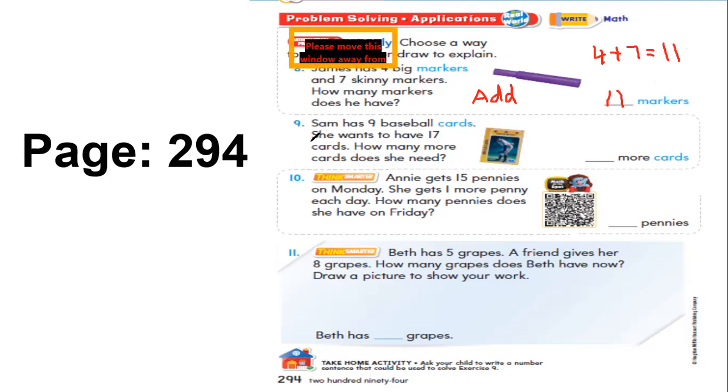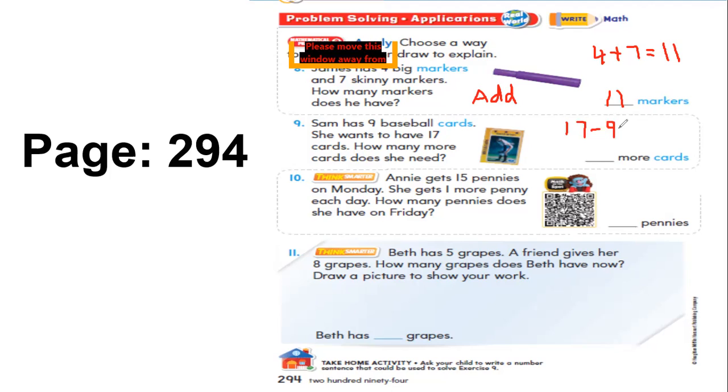Now question number 9. Sam has 9 baseball cards and she wants to have 17 cards. So how many more cards does she need? She wants altogether 17 cards, but now she has only 9 cards. So how many more cards does she want? We can find it by doing subtraction. So we can take number 17 minus 9.